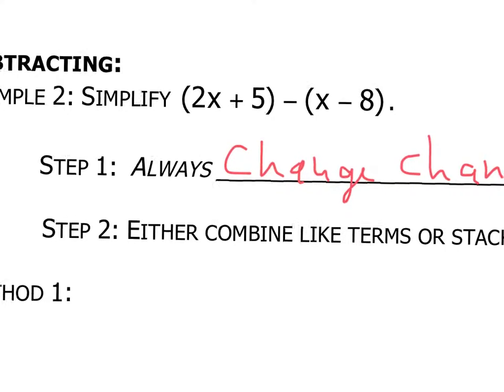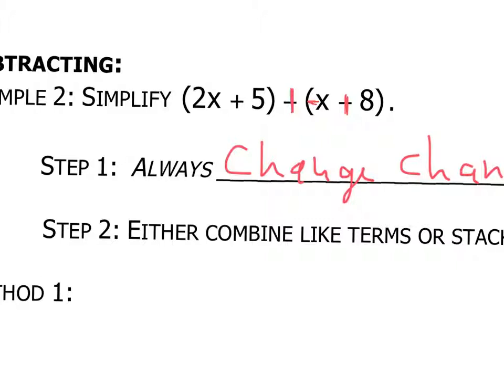Okay, so watch what I do here. So I see a minus sign in the middle, so I'm going to make it addition. In order to change that, I have to change everything inside of the parentheses. So what sign is x currently? Positive, so it needs to flip back negative. What is 8 right now? Negative, so I need to change it back positive.